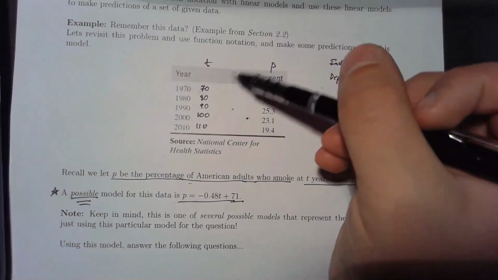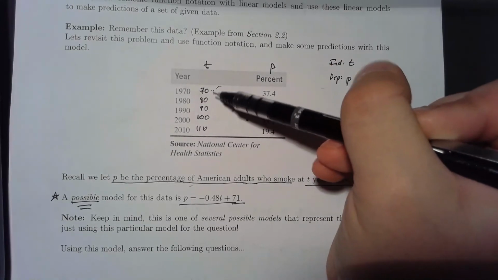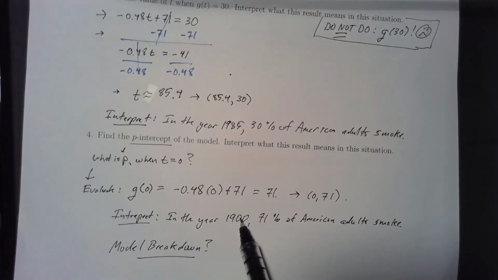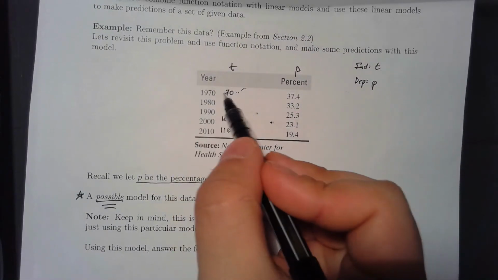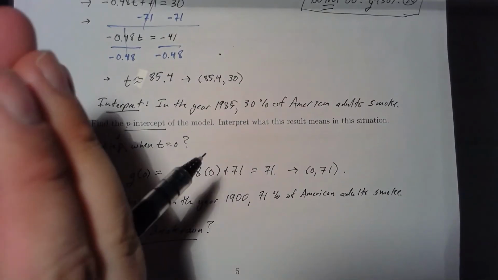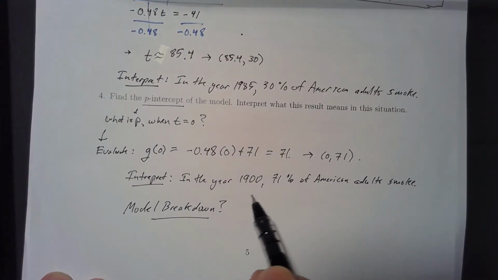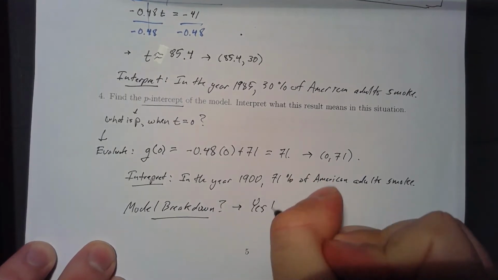Our data starts in the year 1970, right? And it ends in the year 2010. This result we got is the year 1900. Now, for this data, 1900 is a little too far away from the starting year 1970. So in other words, this result is too far away from our starting point that the result may or may not be accurate. So yes, this is model breakdown.